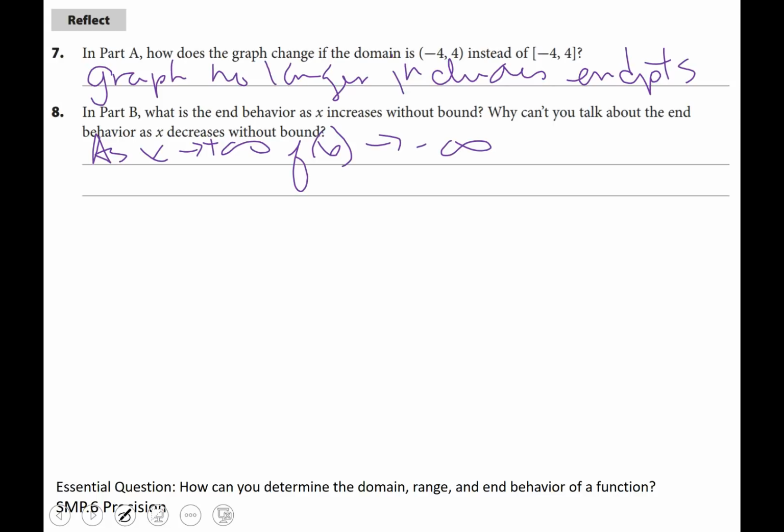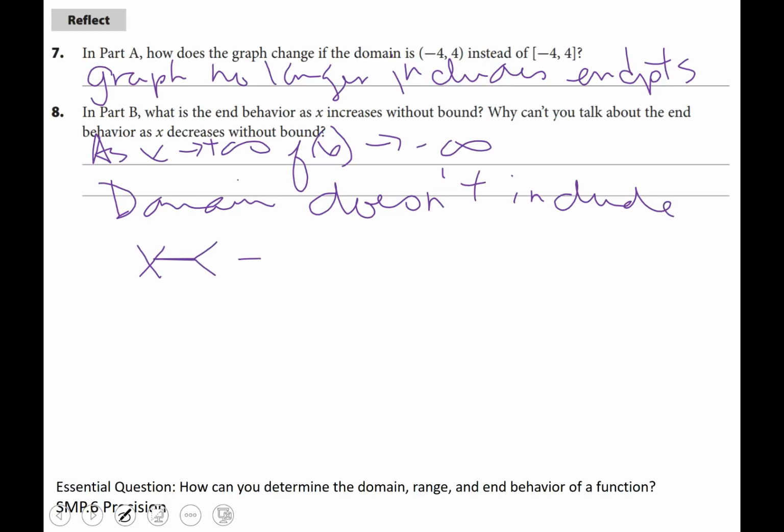Why can't you talk about the end behavior as x decreases without bound? Well, there's nowhere in the domain where the x is actually decreasing without bound because it has an endpoint. So the domain doesn't include x values less than -3. So it cannot decrease without bound.